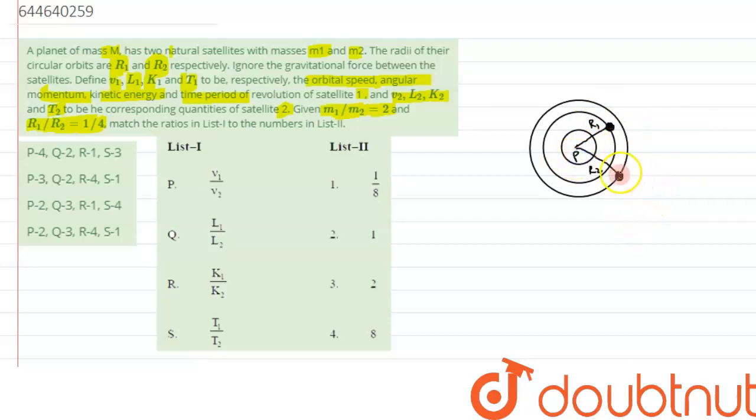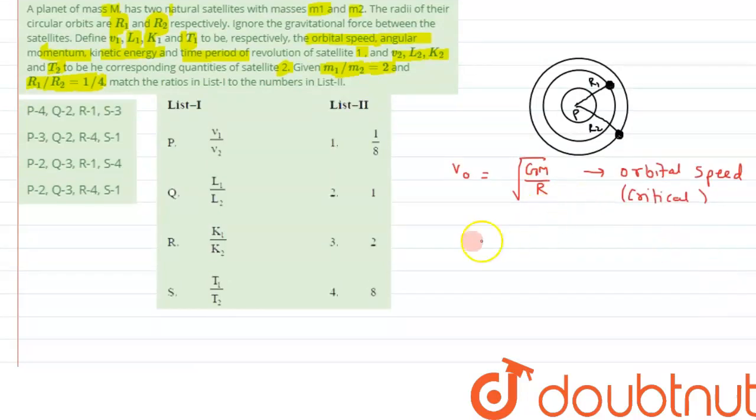We have been given that v1 is the orbital speed. The orbital speed, or we can say the critical speed, is given by v0 equals under root of GM upon r. We will first write down all the formulas, then we will proceed. This is orbital speed, which is sometimes also known as critical speed.